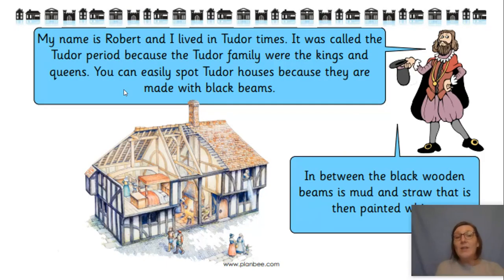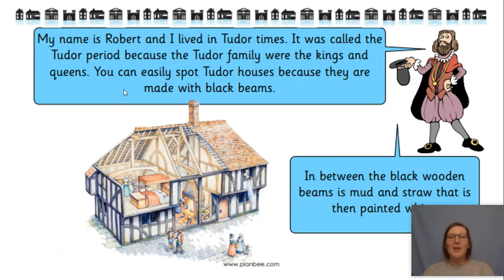Now, here is Robert, and he lived in Tudor times, and it was called the Tudor period because the Tudor family were the kings and queens at that period of time. You can easily spot a Tudor house because they're made with black beams. Now, when you go into year 2, you are going to learn all about a very famous event that happened during Tudor times called the Great Fire of London. And lots of the houses burnt in the Great Fire of London. And I wonder if you can find out why.